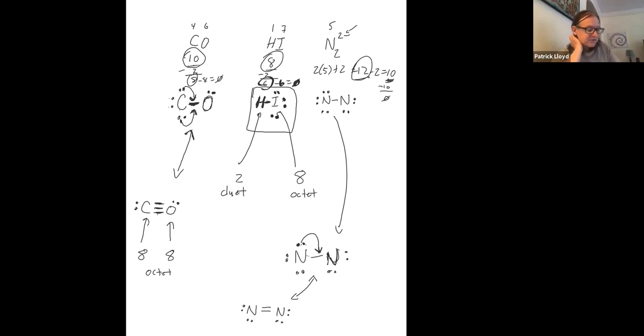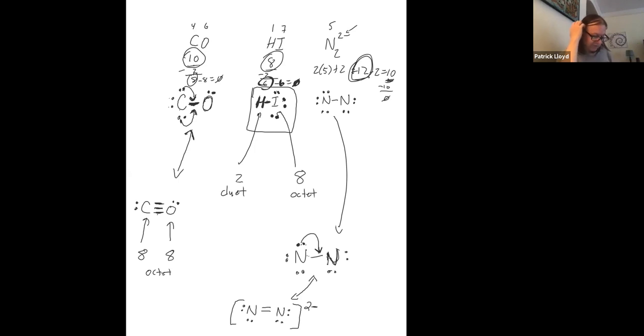Again, how many electrons should we have? 12. How many do we have? 12. Be careful with the ions. You use bracket notation, and then you write the charge after, as a superscript. So 2 negative.